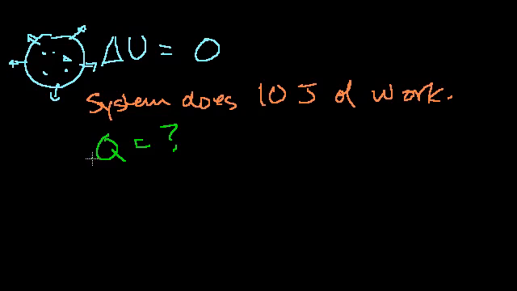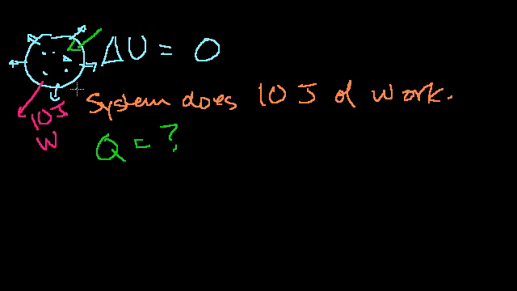So the way I can think about it, you don't even have to write the formula down, or you can write it. You could say, look, the internal energy, the amount of energy in the system hasn't changed. The system did 10 joules of work. So that's energy going out of the system. 10 joules went out in the form of work. If the internal energy did not change, then essentially 10 joules of energy had to go into the system.